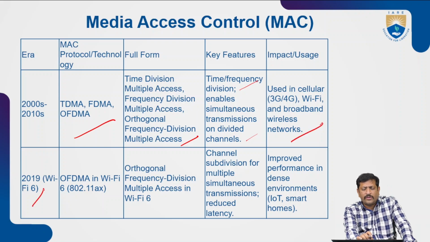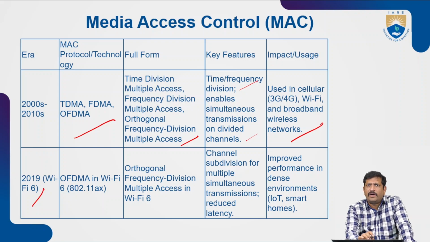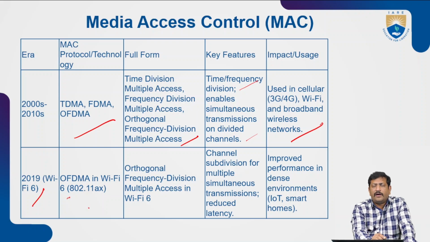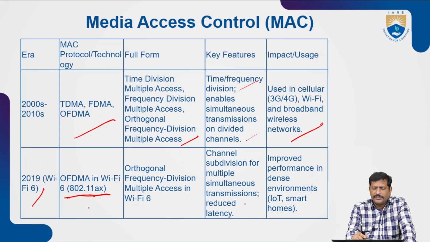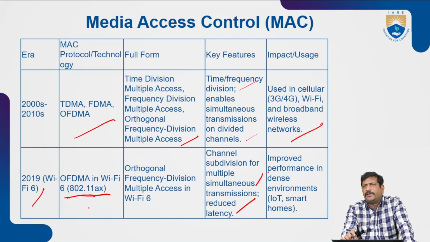In 2019, Wi-Fi 6, version 6, was introduced. That is OFDMA in Wi-Fi 6. That means the standardization of the Wi-Fi 6 protocol, which is 802.11ax, introduced in 2019. The feature of this enhanced protocol is channel subdivision for multiple simultaneous transmissions, which reduces latency. Latency can be reduced and performance improved in a dense environment.